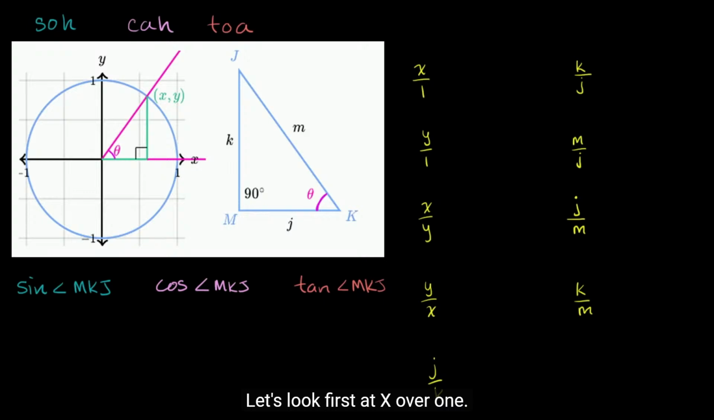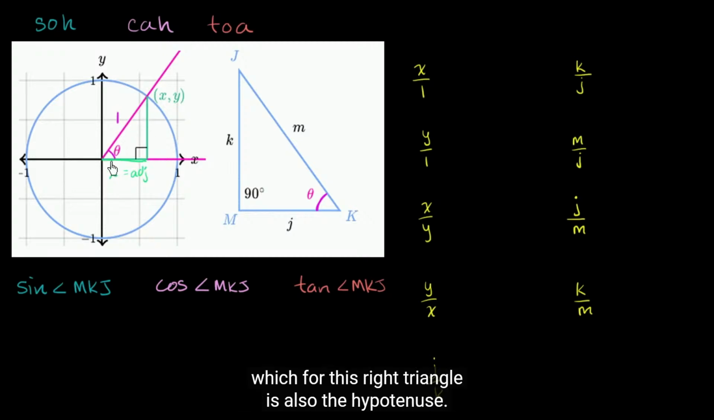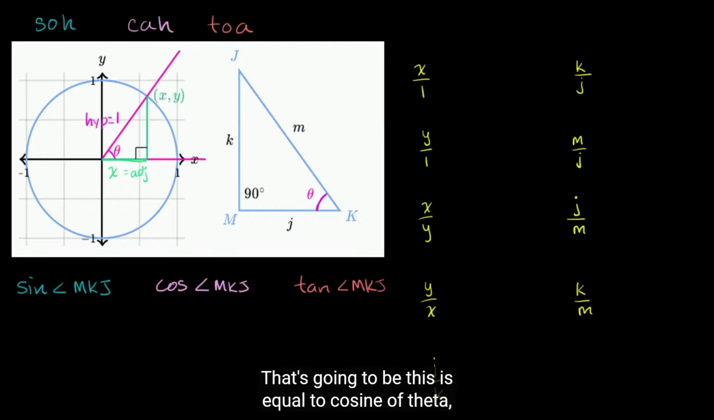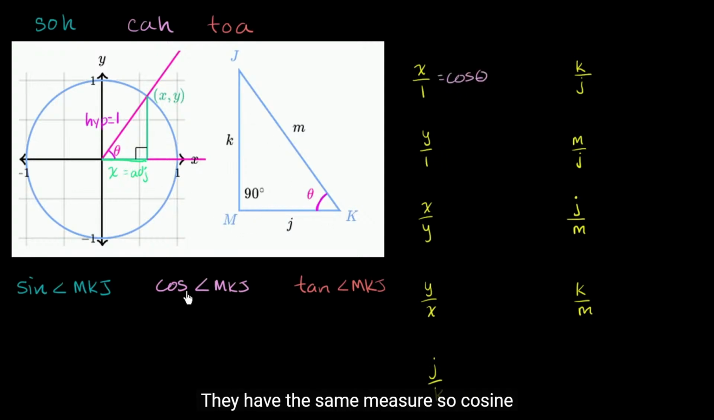So x is the x-coordinate, that's also the length of this side right over here. Relative to this angle, theta, that is the adjacent side. So x is equal to the adjacent side. What is 1? Well, this is a unit circle. 1 is the length of the radius, which for this right triangle is also the hypotenuse. So if we apply the SOHCAHTOA definition, x over 1 is adjacent over hypotenuse. Adjacent over hypotenuse, that's cosine. So this is equal to cosine of theta. But theta is the same thing as angle MKJ. They have the same measure. So cosine of angle MKJ is equal to cosine of theta, which is equal to x over 1.